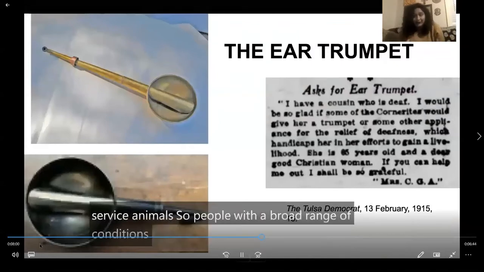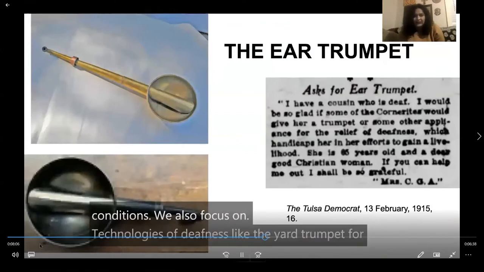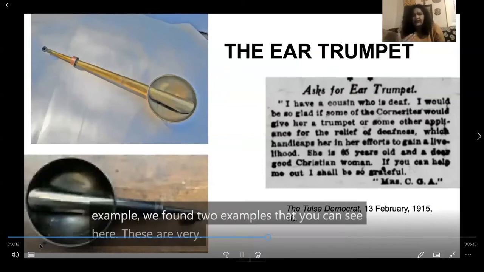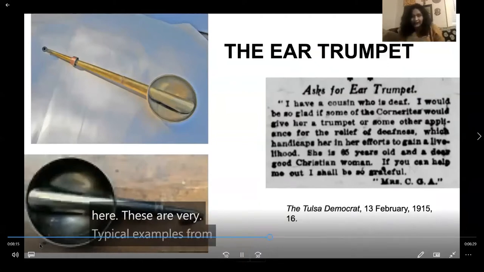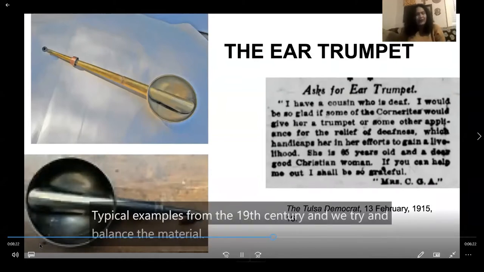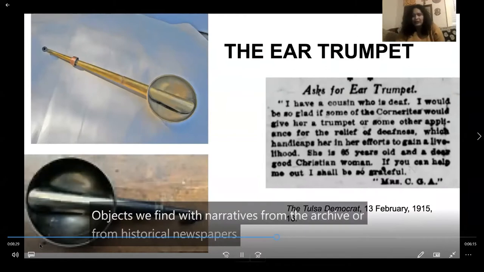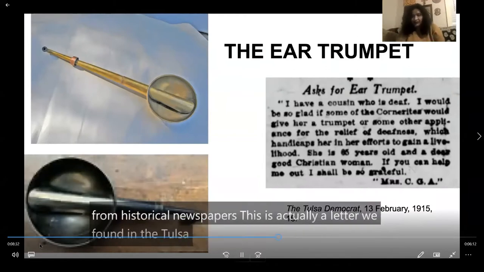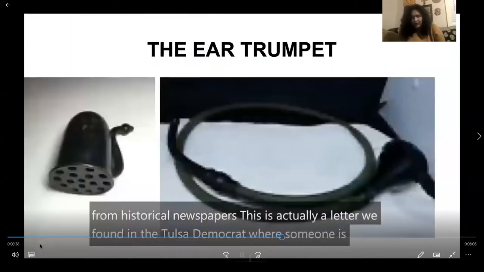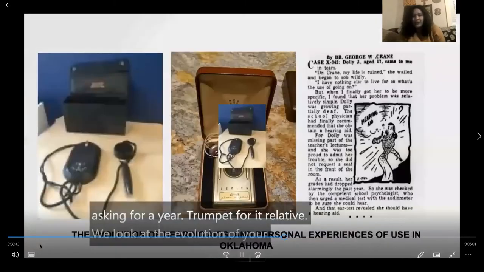We also focus on technologies of deafness, like the ear trumpet, for example. We found two examples that you can see here. These are very typical examples from the 19th century, and we try to balance the material objects that we find with narratives from the archive or from historical newspapers. This is actually a letter we found in the Tulsa Democrat, where someone is asking for an ear trumpet for a relative. We look at the evolution of ear trumpets. These are two other examples that we have.